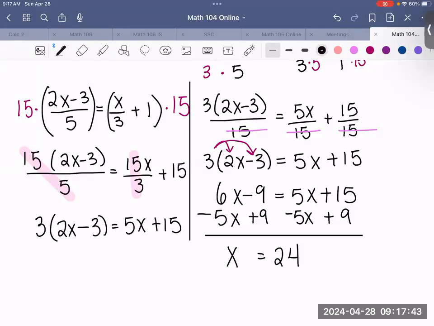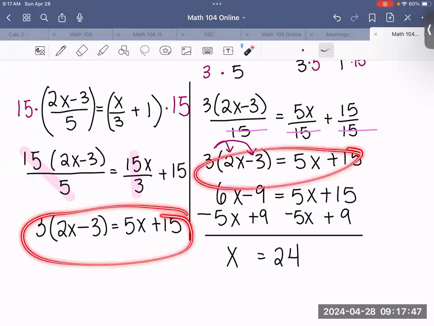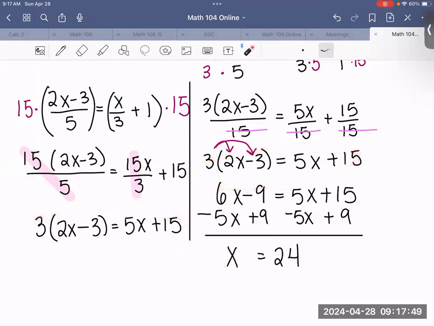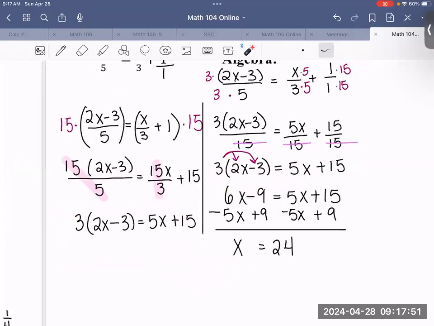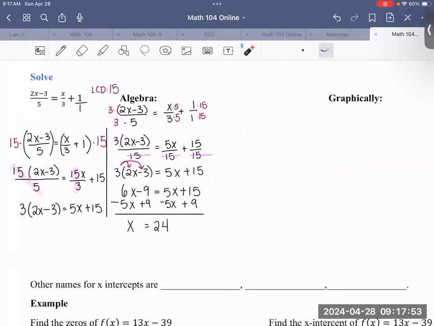Now we have seen that expression before. These are the exact same, which means when we go to solve it, we will end up with x is equal to 24. So depending on which one you feel most comfortable with, feel free to just pick which one is the better of the two. So now let's try it graphically.